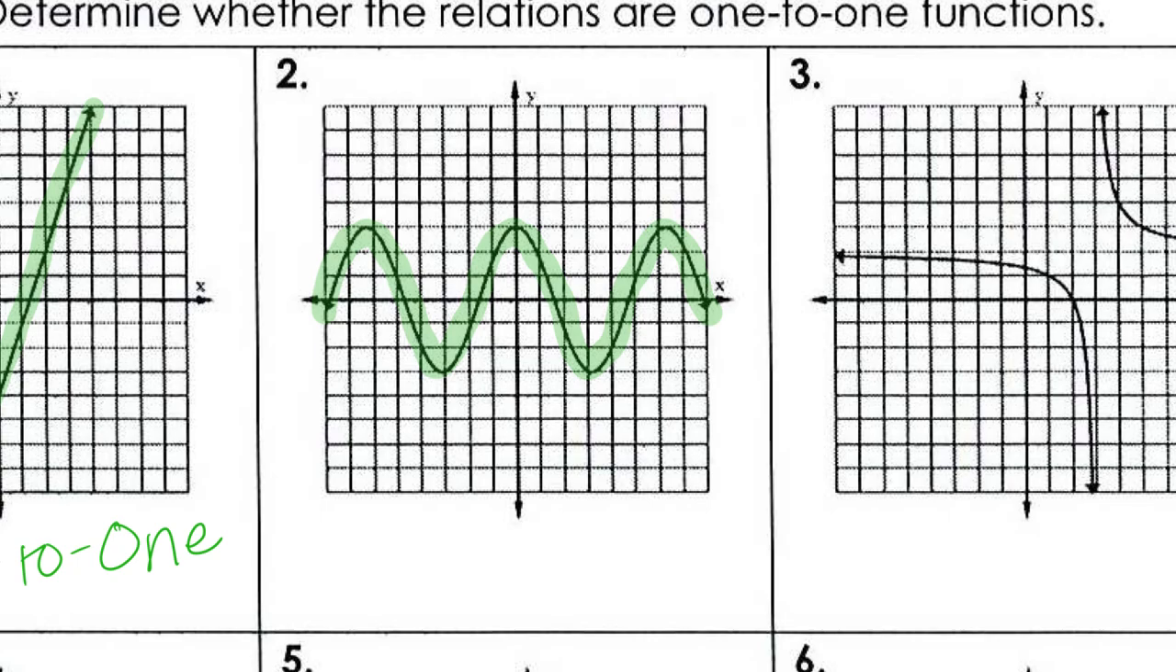So instead of vertically, we look at horizontally. And I can stop here because at this point, I have 1, 2, 3, 4, 5, 6 intersections. So although the original graph was indeed a function, the inverse is not. And since both have to be true for it to be one-to-one, we have to say that this is not one-to-one.